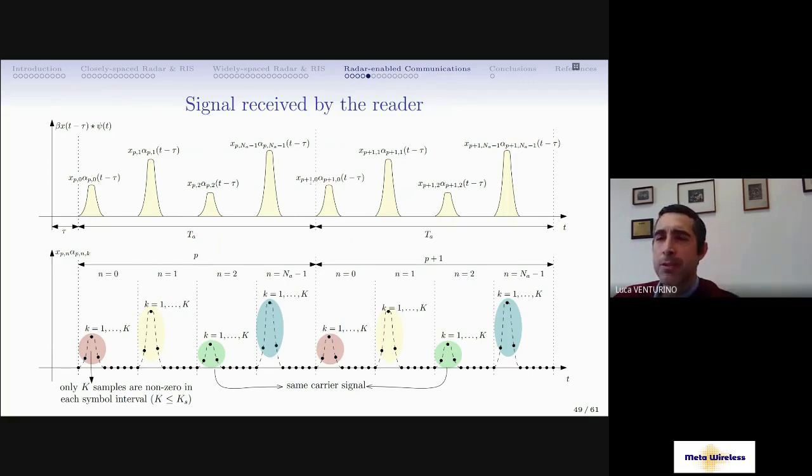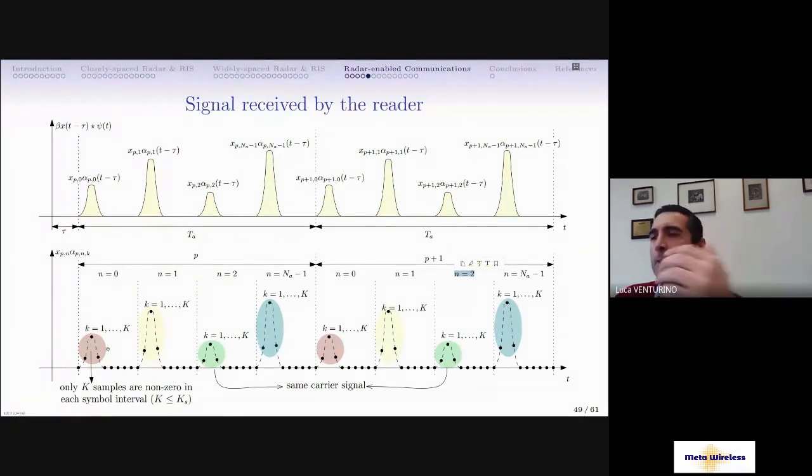So this is the continuous time output of the filter. What we do is sample this output, and we get a sequence of samples as shown at the bottom of this slide. First, notice that within each symbol interval, only a few samples are non-zero as a consequence of the guard interval. Here we are showing two radar periods, one indexed by P and the other by P plus one. Within each radar period, we have four symbol intervals corresponding to n equal to 0, 1, 2, and 3, and then again n equal to 0, 1, 2, and 3. Within each radar period, we have some non-zero data samples that we can process.